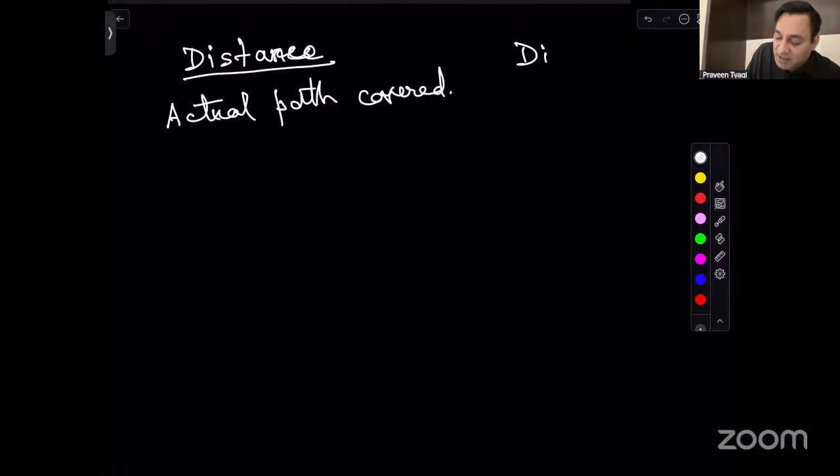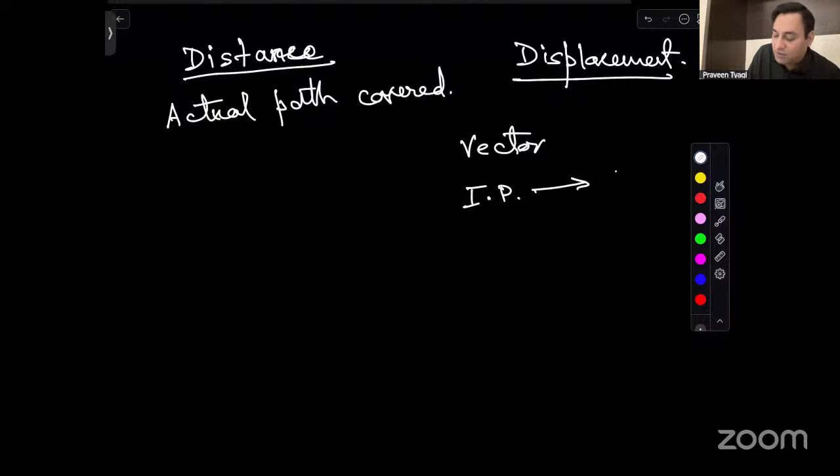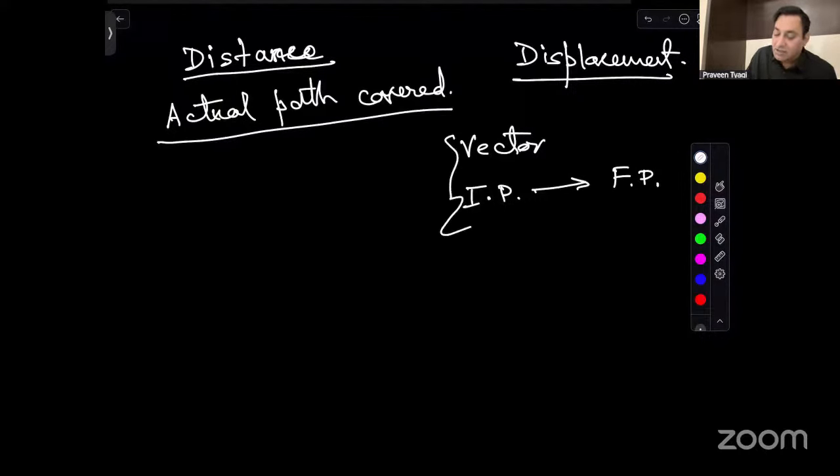And how do you define displacement? Displacement is the vector joining the initial position to the final position. Please note this down. So distance is the actual path covered, and displacement is a vector. So displacement has a direction, distance has only magnitude. Distance is generally written as d, and displacement is written as s with an arrow over it. Now, can you tell me the difference between speed and velocity?